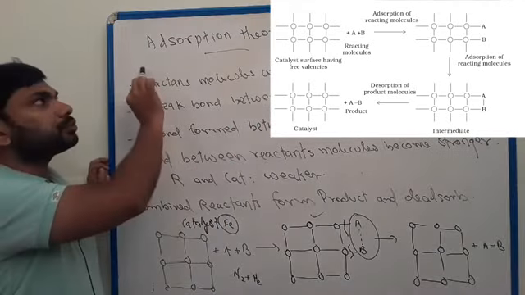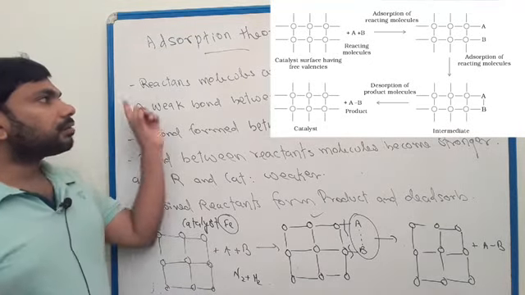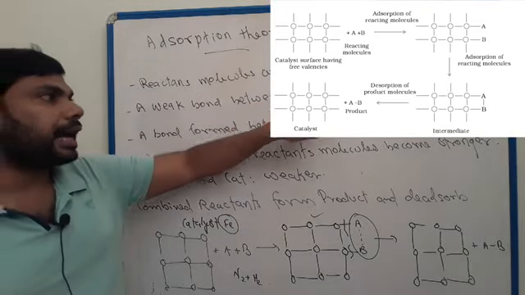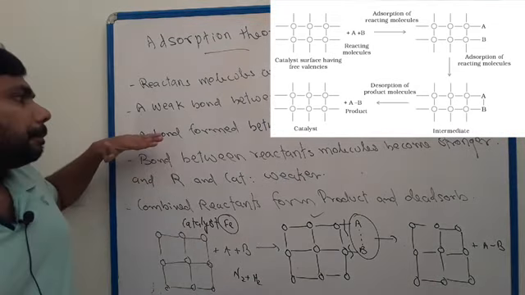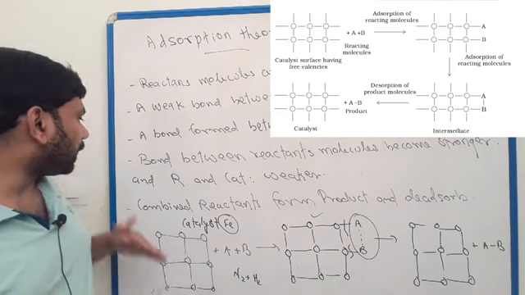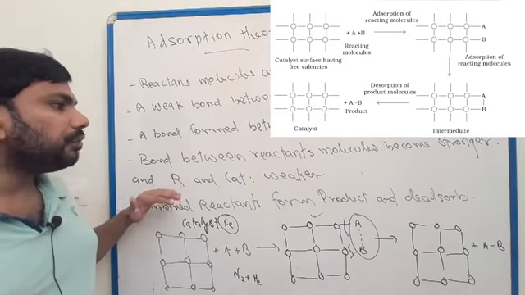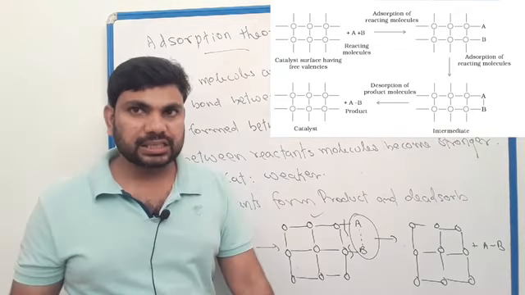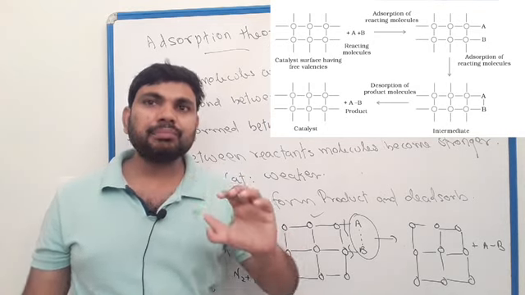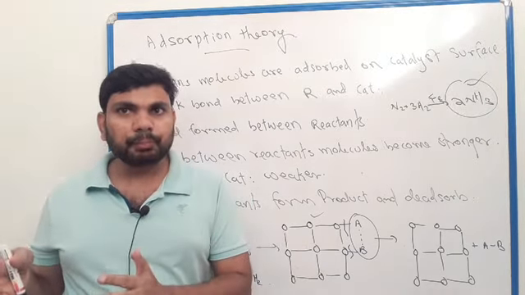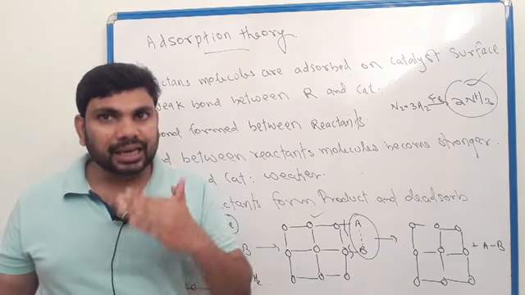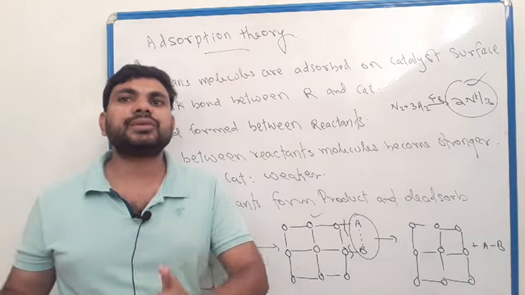These are the different points we have to remember in adsorption theory. First, reactant molecules are adsorbed on the surface of the catalyst. A weak bond is formed between reactants and catalyst. After that, a bond is formed between the reactant molecules, then this bond becomes stronger and it changes to product. At the end, the product molecule will be desorbed away from the surface of the catalyst. Clear? This is adsorption theory, and this figure represents the same thing: the catalyst adsorbs reactant molecules, the bond formed between reactant molecules changes them to product, and at the end the product molecule desorbs away from the surface of the catalyst.